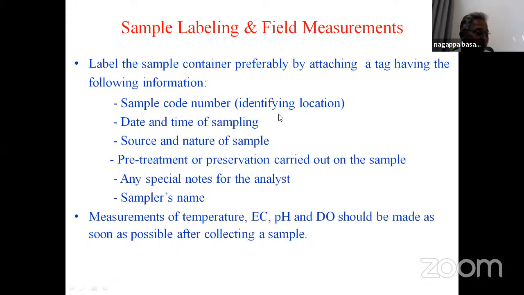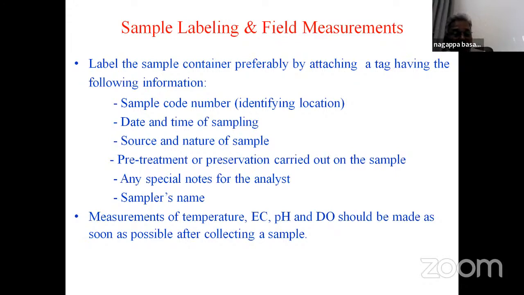Even labeling, sometimes they are bringing a group of samples, 10, 15 samples, and sometimes they are writing 1, 2, 3, 4. That is not the procedure. You have to write clearly the sample code number, identifying location, date and time of sampling, source and nature of sample, and pre-treatment, whether it is preserved or not.